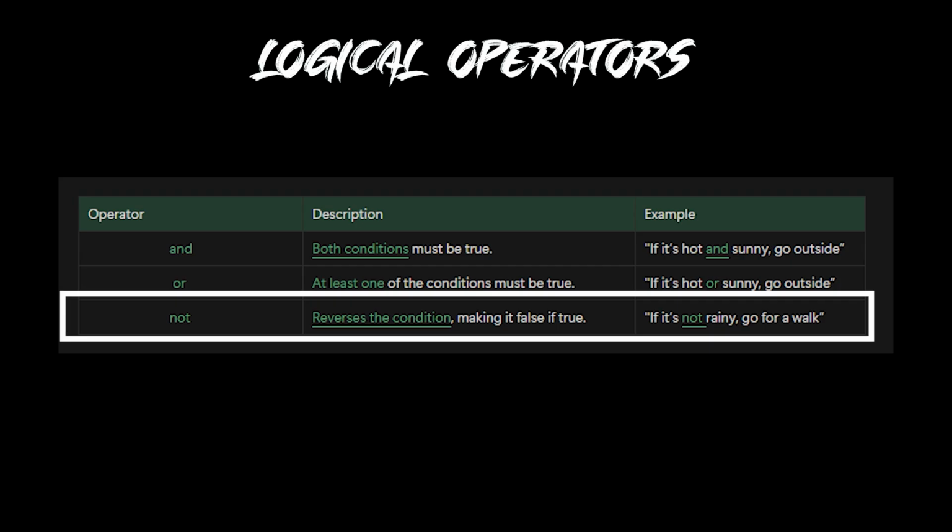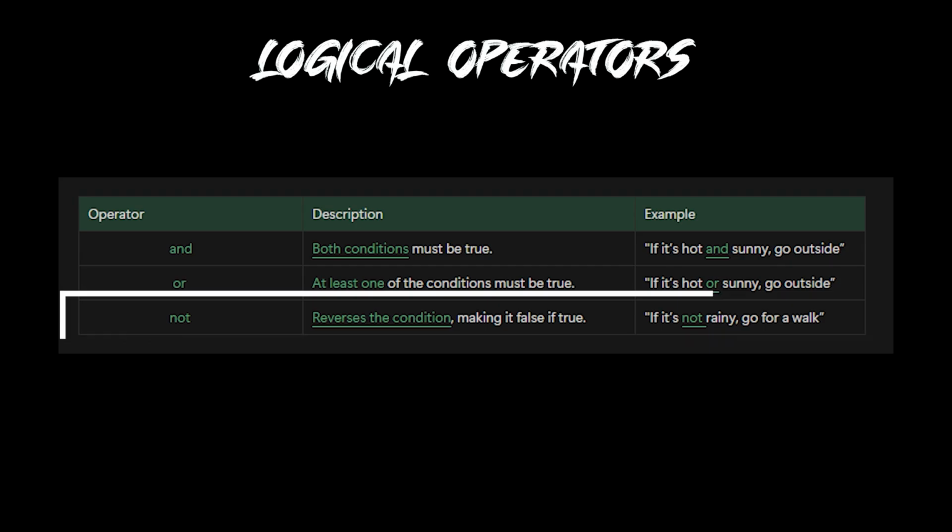The not operator reverses the result of a condition. For example, if it's not raining, go for a walk. If the condition is false, if it is raining, not will make it true, and the code will execute. If it's not raining, then the not will turn that condition false, and the code will skip the action.